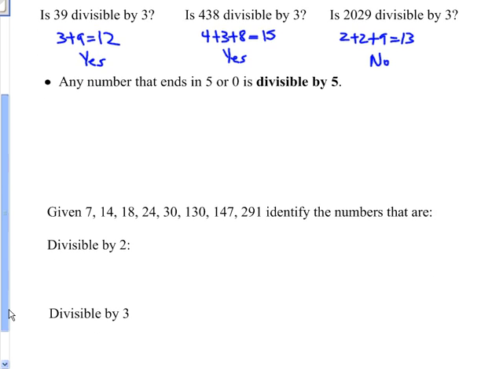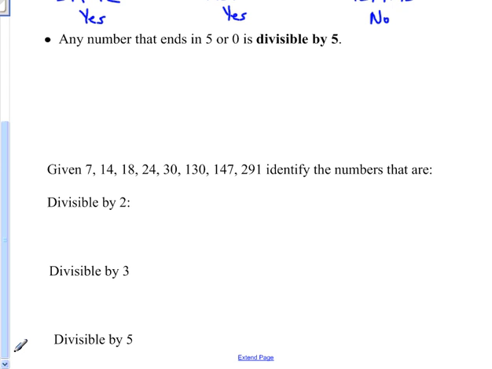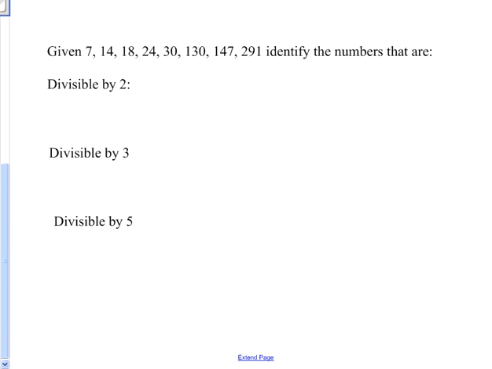So, here's a typical question that we would give you. Given these numbers, how do I identify the numbers that are divisible by 2? Well, let's start there. I'm looking for numbers that end in 0, 2, 4, 6, or 8. So 7 doesn't fit, but 14 certainly does. 18 certainly does. 24 does. 30, yeah. 130. Now 147, no, that doesn't end in an even number, and neither does 291. So these are the numbers that would be divisible by 2.